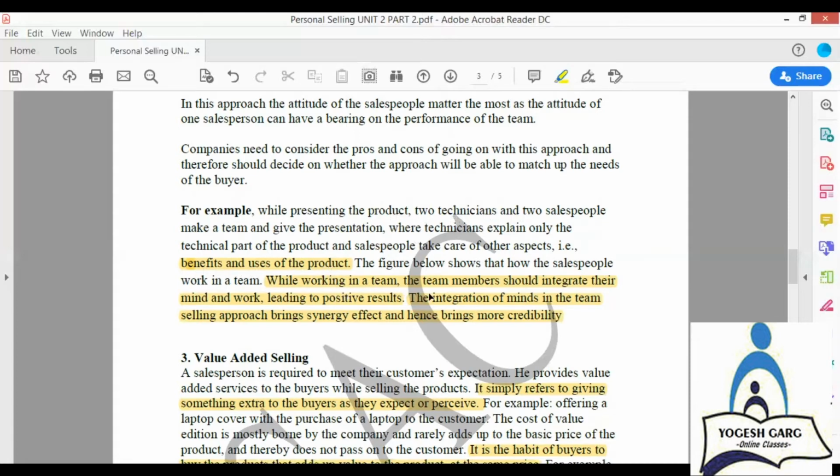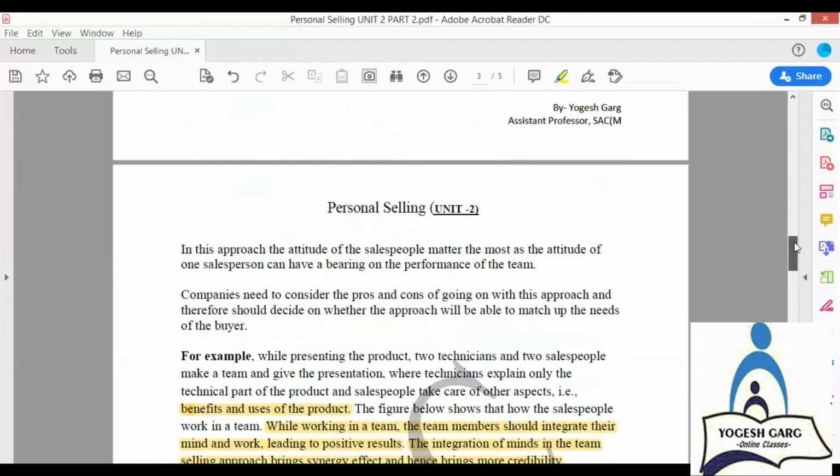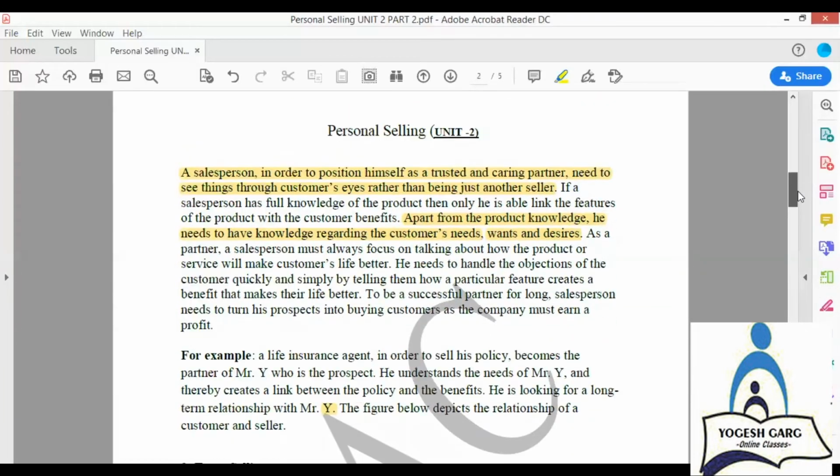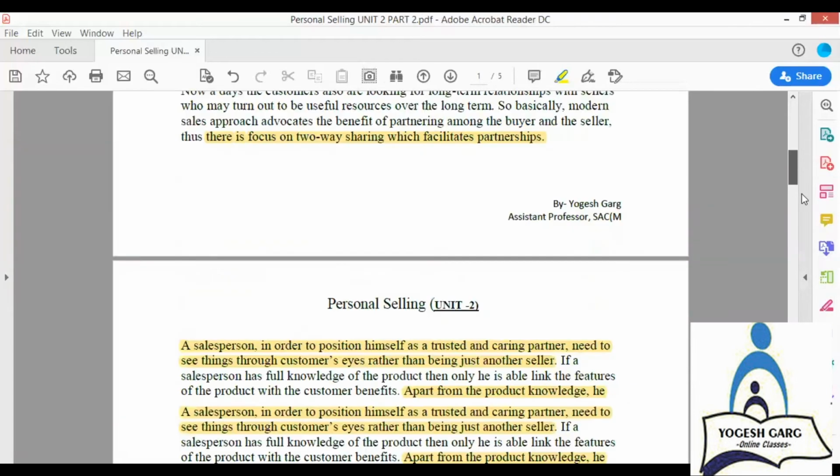While working in a team, the team members should integrate their minds and work, leading to positive results and hence bringing more credibility and synergy. Synergy means coordination in efforts only. So this is our second approach, that is team selling. The first one is partnering and the second one is team selling.